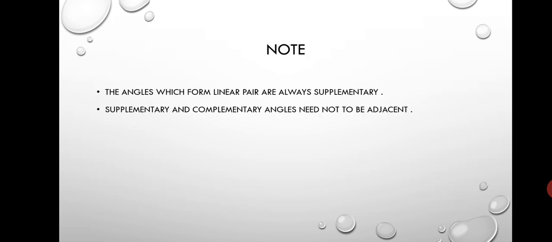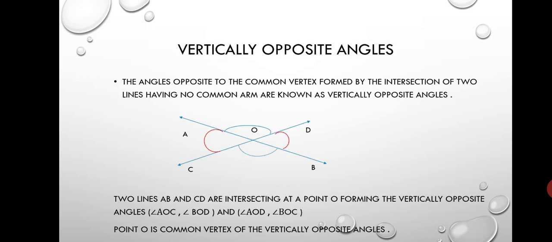The angles which form a linear pair are always supplementary. We know that two angles are supplementary when their addition is 180 degrees, and we know that in a linear pair the addition of the angles is 180 degrees. Supplementary and complementary angles need not be adjacent, as we already discussed.